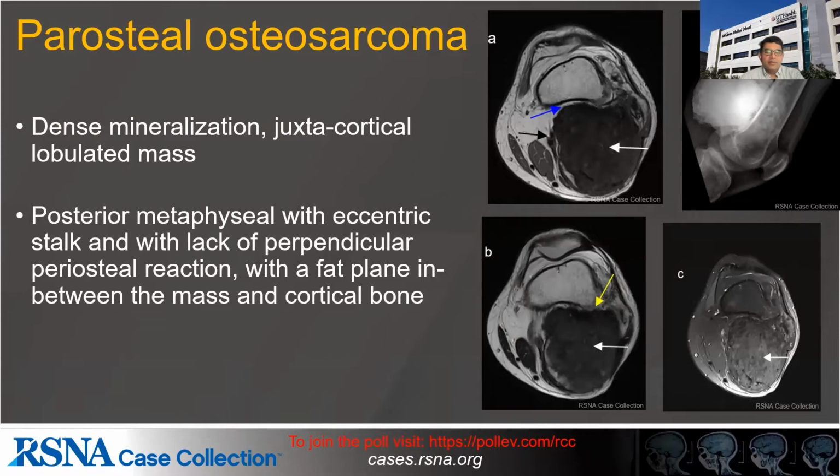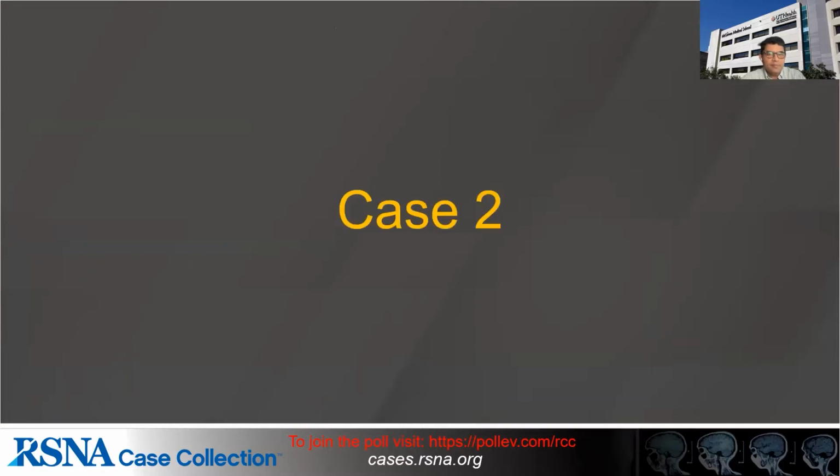And the reason for this diagnosis is more apparent when you start diving into the individual components of it. So it's a dense mineralized juxtacortical lobular mass. You can see that it's actually at the posterior metaphyseal junction around here with an eccentric stalk coming off it. You can see these little fat extrusions in between where the arrows are. It tells you that the lack of perpendicular periosteal reaction is what is distinguishing this to become a parosteal osteosarcoma. Thank you for looking at that. If you go to the next case, please.